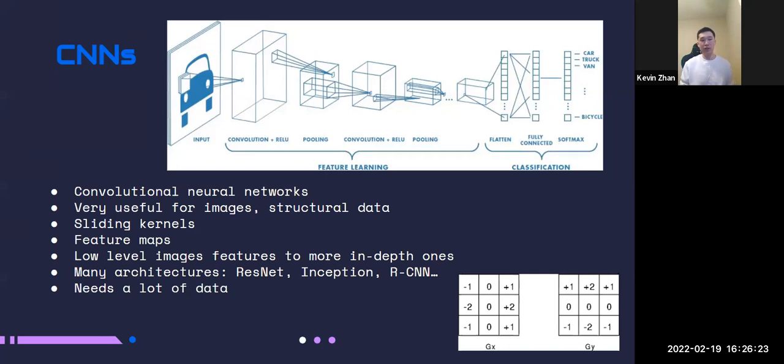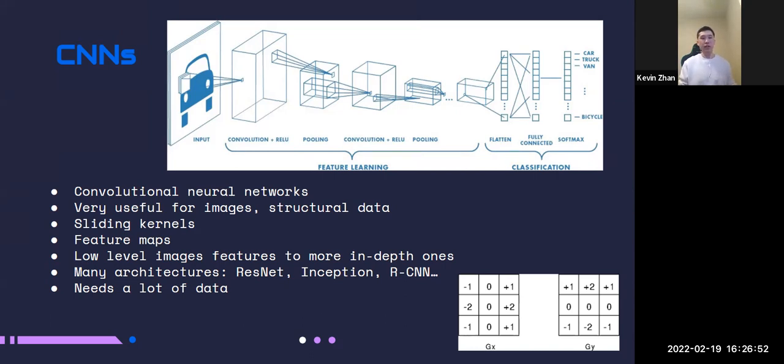There are many architectures that have been created. Some examples are ResNet, Inception, and RCNN, regional CNN. And there are a lot of variations on the CNN network for a lot of different needs. CNNs are basically the bread and butter for medical imaging, as well as a lot of structured data, and they can also be used for sentences and natural language processing for medical reports.